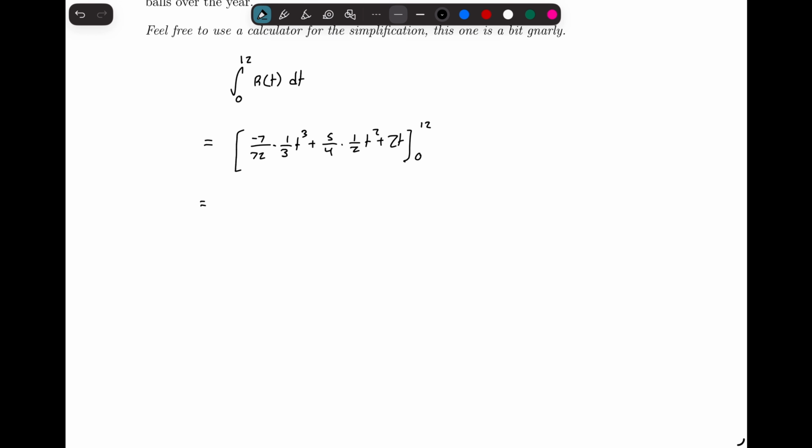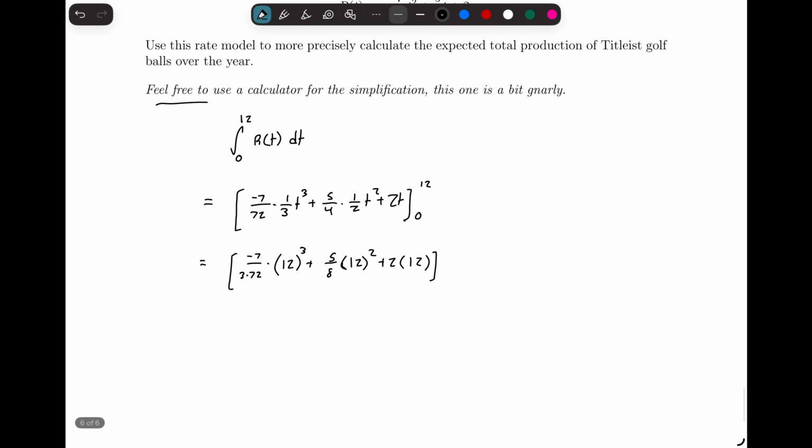I'm only going to consider that 12 upper bound, which is negative 7 over 3 times 72 times 12 cubed, plus 5 over 4 times 1/2, so we'll call it 5 over 8 t squared, 12 squared, plus 2 times 12. And as I said, you can use a calculator for this one.